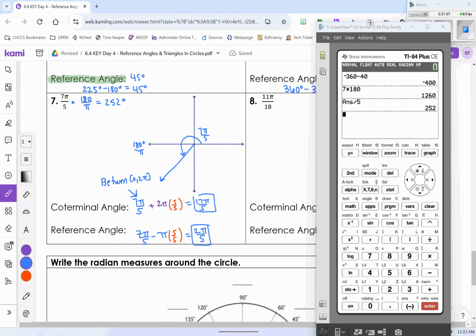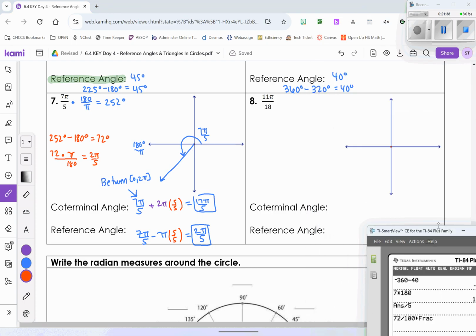Now, could you also do this with the degree measure? Sure. So if you wanted to take 252 degrees minus 180 degrees, that would give us 72 degrees, but then you have to put it back in radians because it's in radians. So 72 times pi over 180. So 72 divided by 180, hit the math fraction key, and then put the pi back in. So 2 pi over 5. So that would be fine to do that as well.